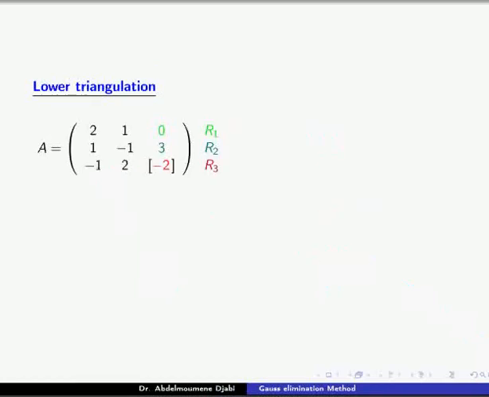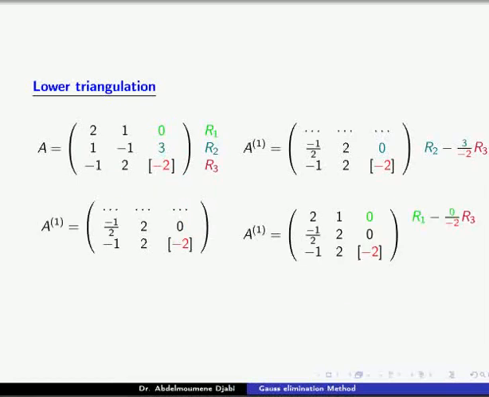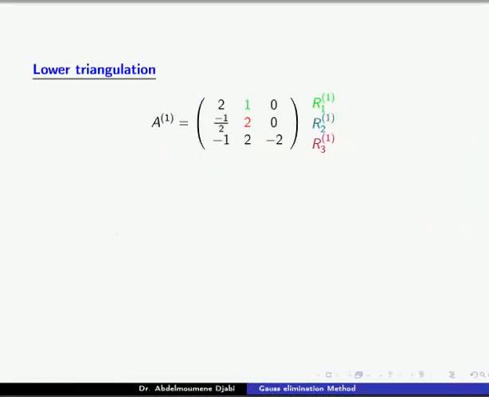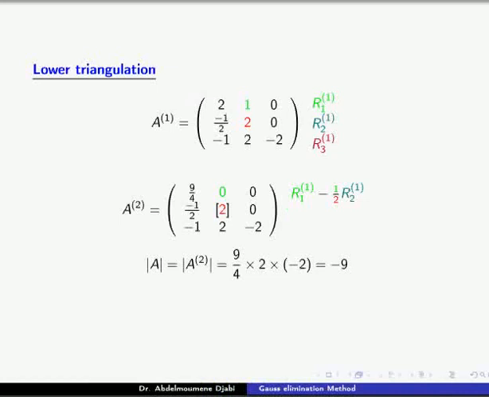For the lower triangulation, we choose the last element from the diagonal elements as a pivot, and we get 0 above this element. After, we change the pivot element and we get a new lower triangular matrix, whose determinant equals the determinant of the first matrix A.